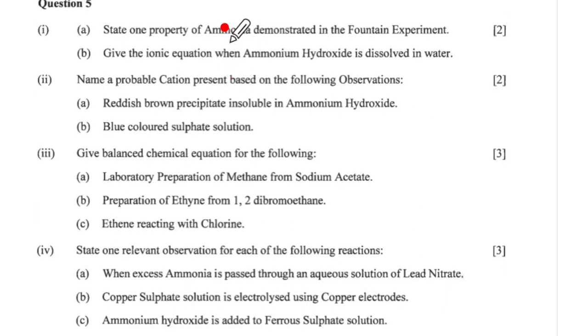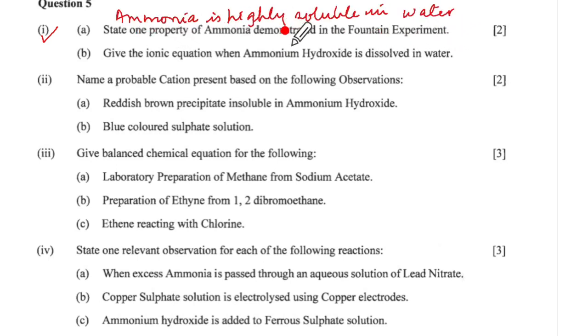So finished 2 questions. Question 3 and 4 are done. Now question number 5, first part. State one property of ammonia demonstrated by fountain experiment, and that is ammonia is highly soluble in water. Give the ionic equation when ammonium hydroxide is dissolved in water.